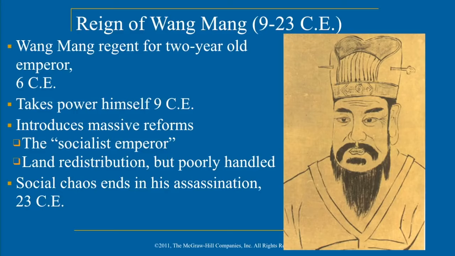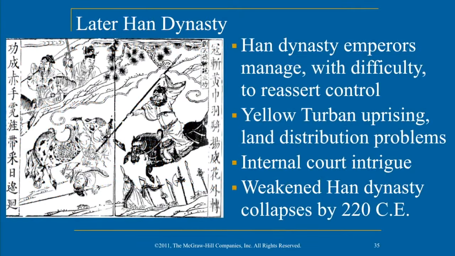So this is one of those times where an emperor actively tries to do good for the people, and as a result ends up making a lot of people more angry in the end. In the later Han Dynasty, the Han Dynasty emperors manage with difficulty to reassert control. This chaos of land redistribution, not knowing who owns what, how debts are set up, where people are getting paid from, causes what's known as the Yellow Turban Uprising under land distribution problems.